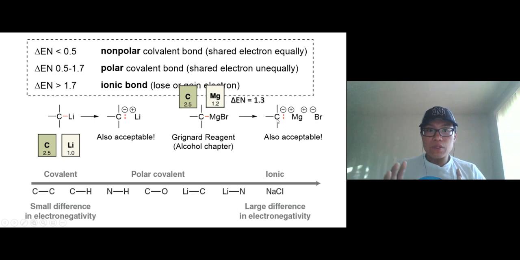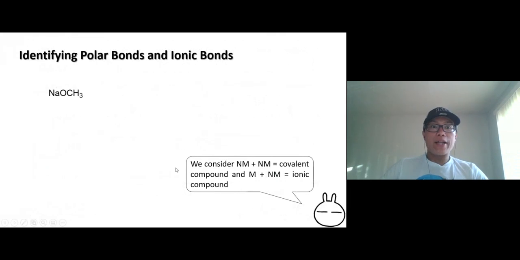Okay, so I would say don't really use this cutoff. If you see metal, non-metal, actually that's an ionic bond. Okay, you look at the bond as a spectrum. Don't use a cutoff like that. All right. Now, can you identify polar bonds and ionic bonds in the molecules?